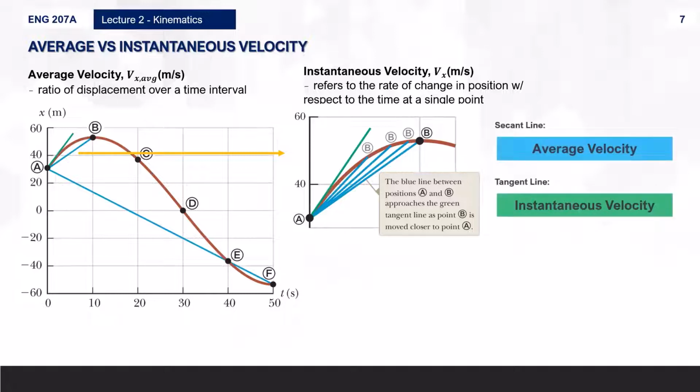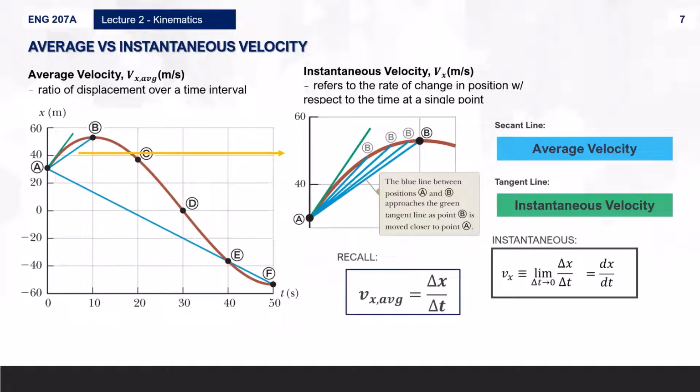The instantaneous velocity can be defined as the limiting value of the ratio delta x over delta t as the change in time approaches 0, or in calculus notation, it can be represented as the derivative of position with respect to time. Graphically, you can see the average velocity does not equal the instantaneous velocity, as the velocity keeps changing per unit time. But there are instances where the average velocity may equal the instantaneous velocity.